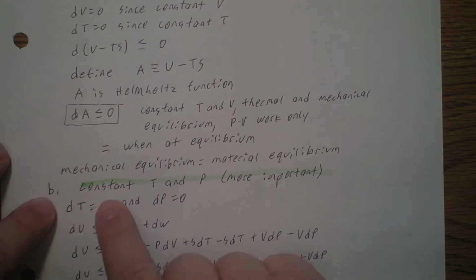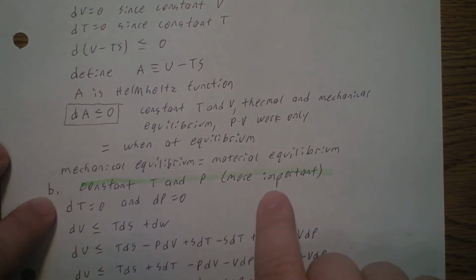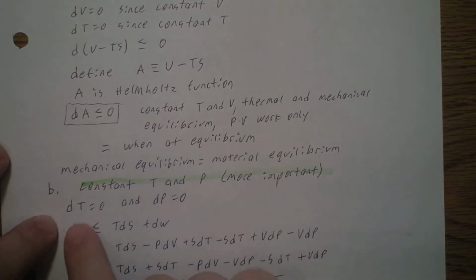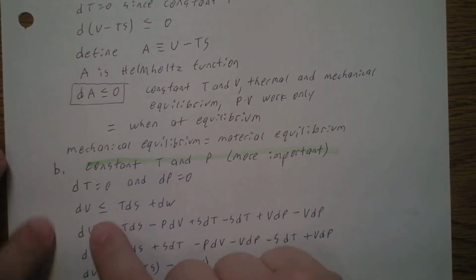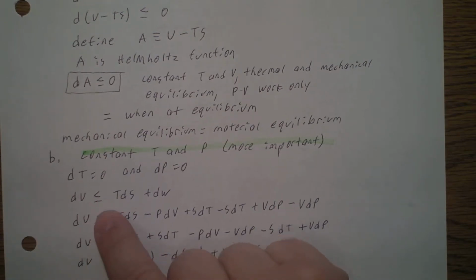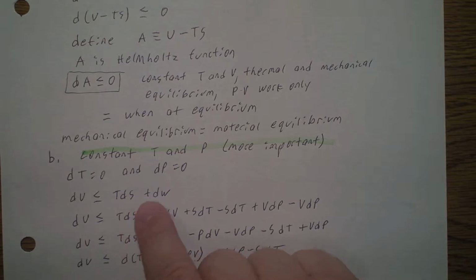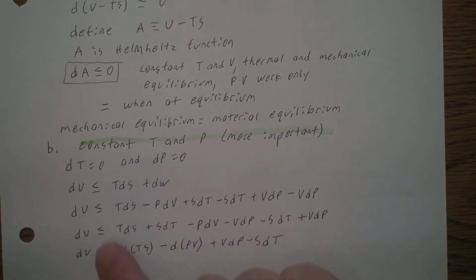So now, what if we have a constant temperature and pressure? This is actually more important. This is more like a lot of real-world experiments and so on, industrial processes. So we have the differential of temperature is equal to 0, and the differential of pressure is equal to 0. So we have the differential of internal energy is less than or equal to temperature times the differential of S plus the differential of work.